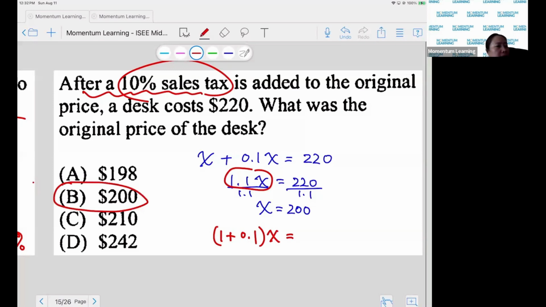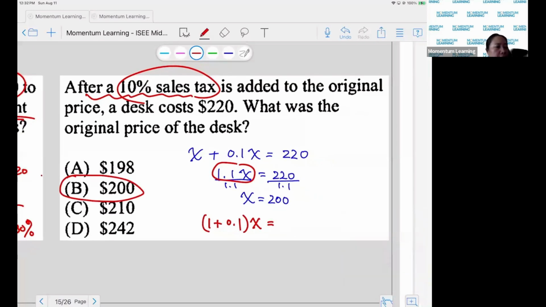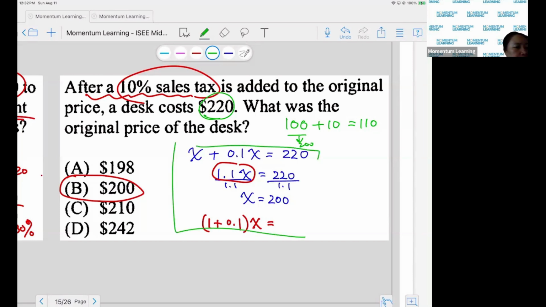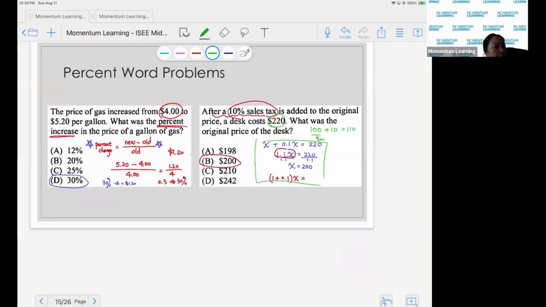So Derek explained very well. We have a quicker way or a slower way. The slower way is like, if the original price is 100, then the tax is 10, that will be 110. Now the cost is 220, which means it's doubled, so the original is 200. Of course for this one, maybe not that slow, but still this is the general way. Okay, very good.